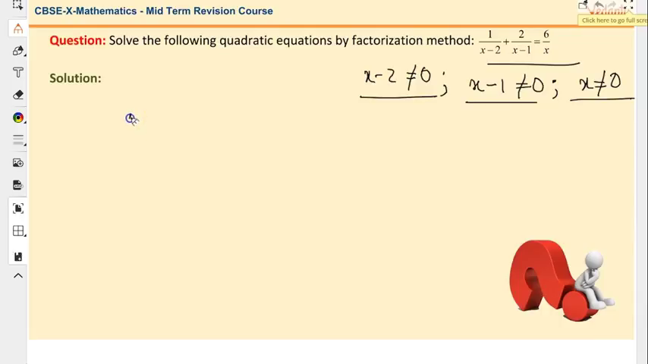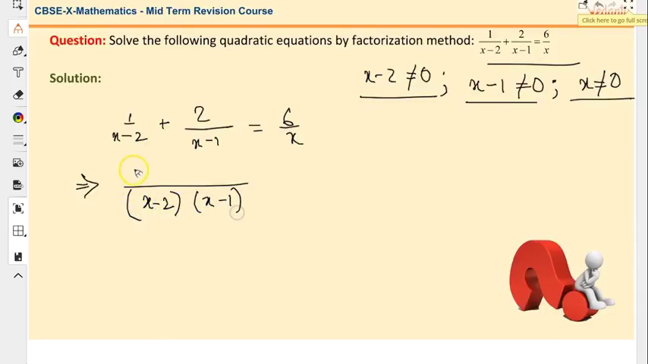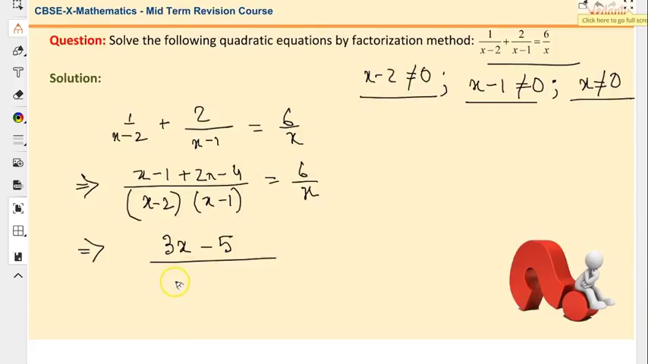Now let me simplify this. So 1 by x minus 2 plus 2 by x minus 1 is equal to 6 by x. How do you do it? First of all, you take the LCM here, so this becomes x minus 2 into x minus 1, and here I get x minus 1 plus 2x minus 4 is equal to 6x. Before cross multiplying, let me see what I get here. I get 3x minus 5, and here I will get x square minus 3x plus 2. This is equal to 6x.